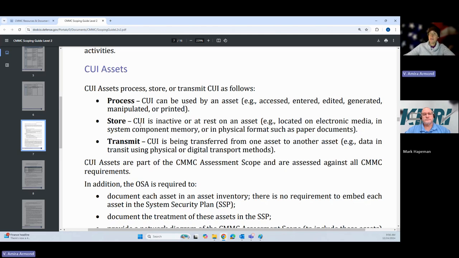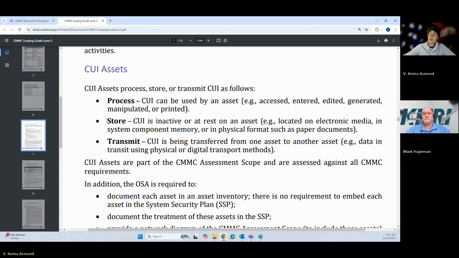Next, we have store. The way I think of it is, if you power off that device, if you turn off the electricity, is there still CUI on it? Can you still read CUI on it? If you've saved CUI to your hard disk, then you're storing it. If you wrote it onto a piece of paper and you turn off the electricity, the paper still exists, so you're storing it.